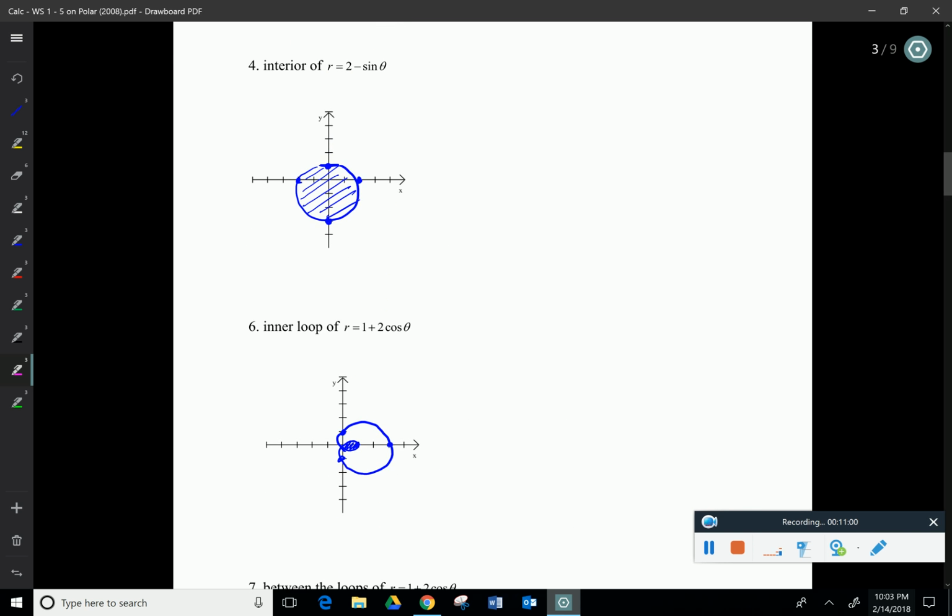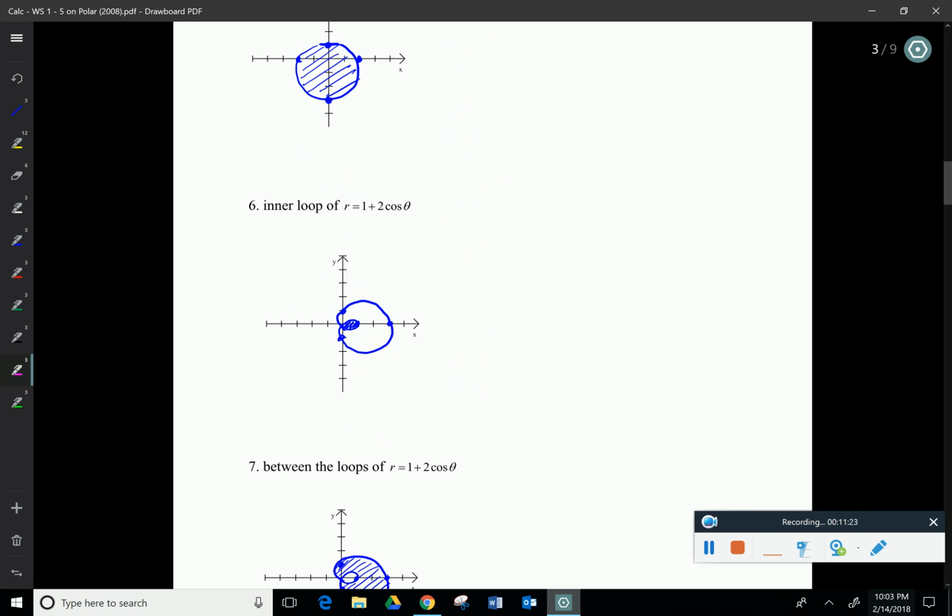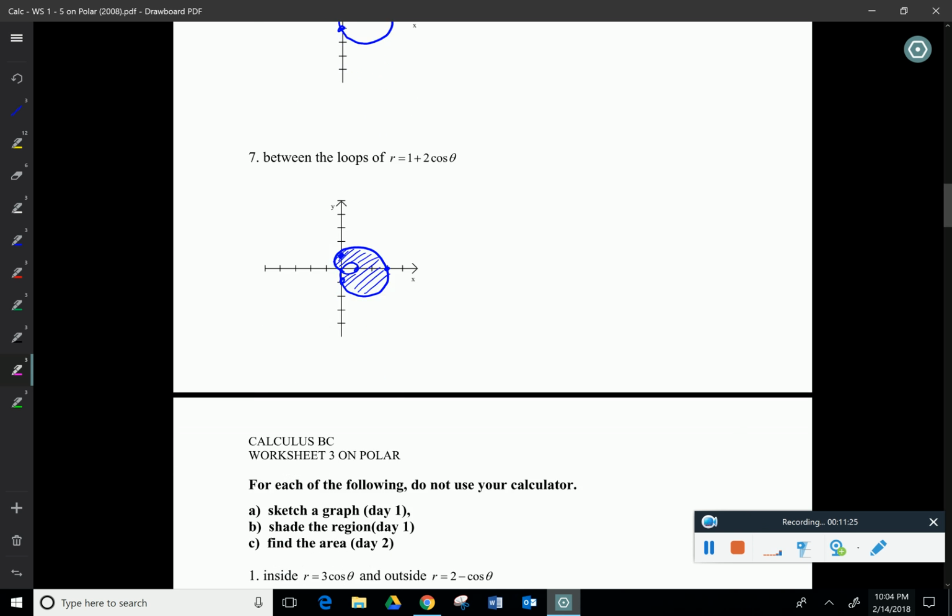Something to keep in mind, like for example on number 3 and number 4, they map out a full 2 pi. So you really don't have to find any points of intersection or tangents at a pole. You're going to integrate on those from 0 to 2 pi. So hopefully that kind of helps. And then the other thing I want you to do is, so you're going to find all those areas. Use your calculator to actually do the computation.